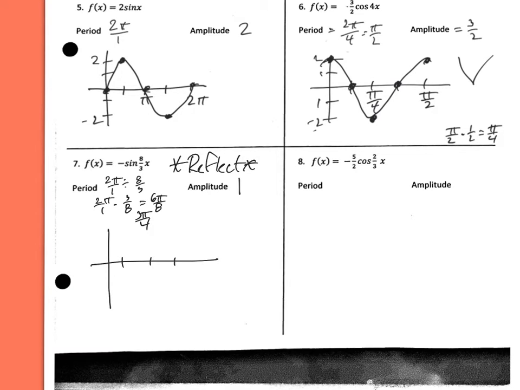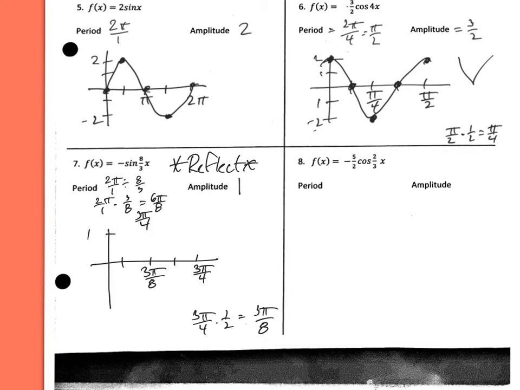1, 2, 3, 4, period goes here. 3 pi over 4 times 1/2 is 3 pi over 8. Right, that's how you find half of something. Of means multiply. We're taking half.